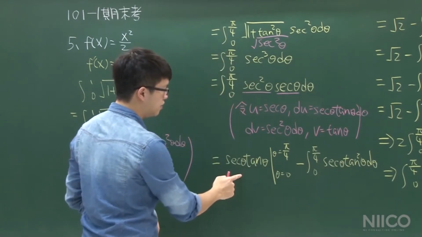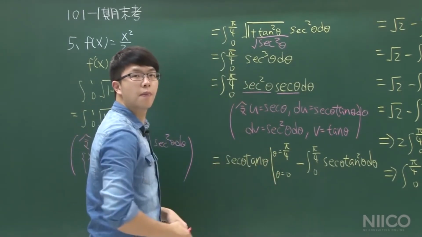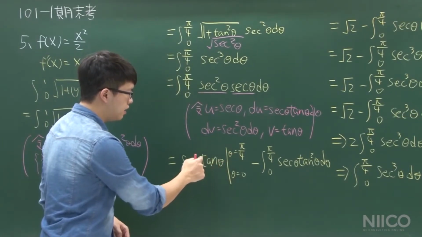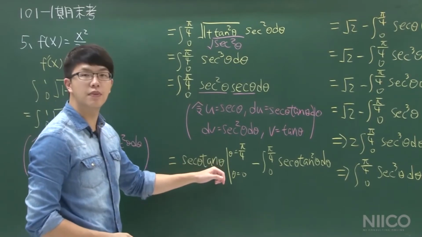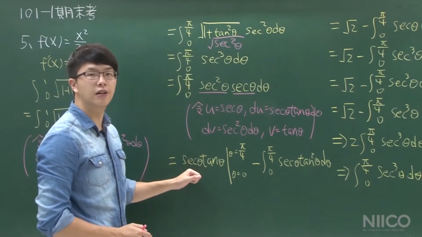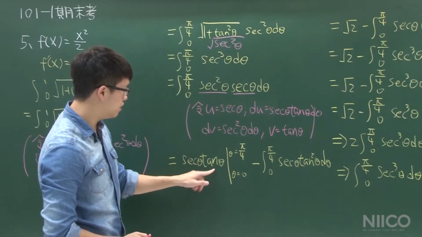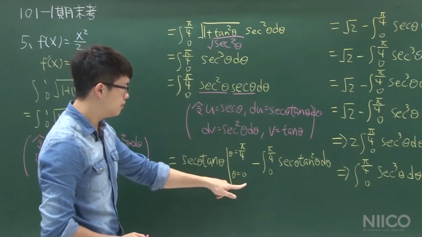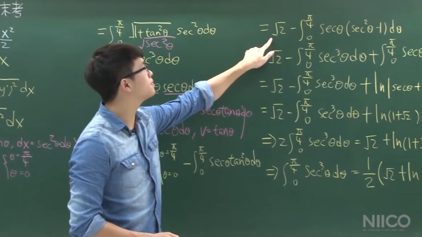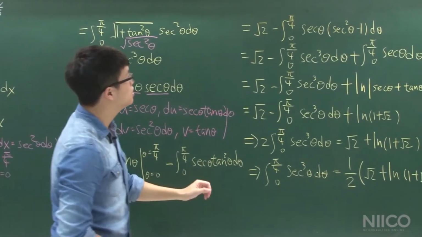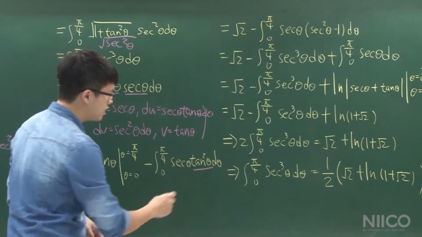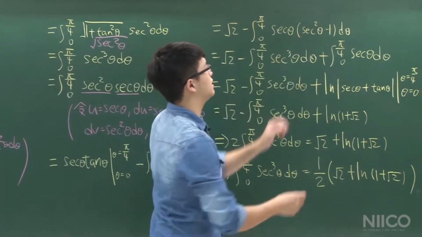So integration by parts works like this. If you have something in the form of u times dv, it is equivalent to u times v minus the integral of v times du. Now we have u as secant theta, v as tangent theta. We can put that in our formula. We get secant theta times tangent theta with theta from 0 to pi over 4, minus the integral of v times du. V is tangent theta, and du is secant theta times tangent theta times d theta. So this integral becomes the integral of secant theta times the square of tangent theta times d theta with theta from 0 to pi over 4.